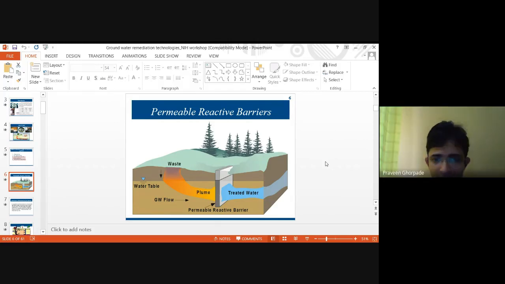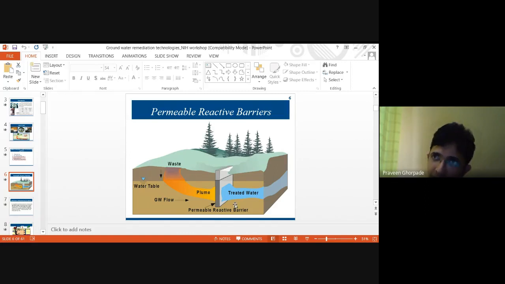Okay, so if you look at this, the groundwater is polluted with this plume, and whenever this plume moves through this barrier, called a permeable reactive barrier, which is filled with a material capable of treating the typical type of pollutant in this groundwater. Since it is a permeable barrier, it will not obstruct the flow of water. On the other side you will get treated water, and this entire process is happening below the ground.